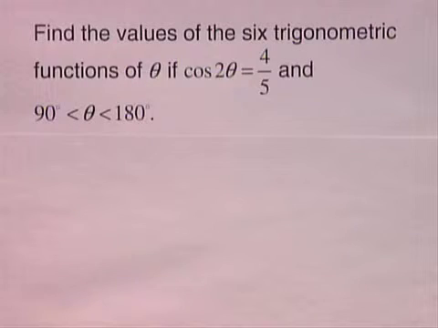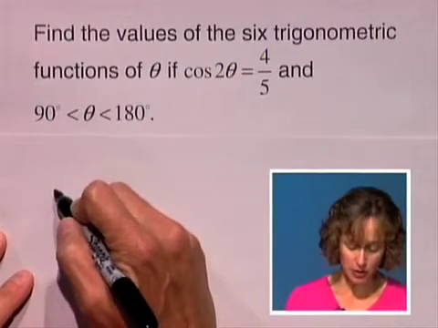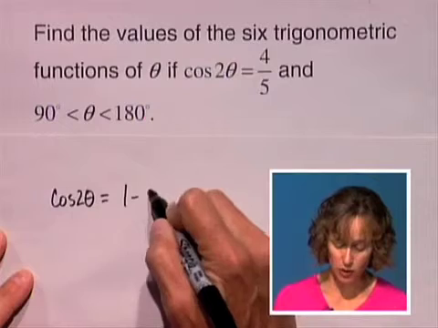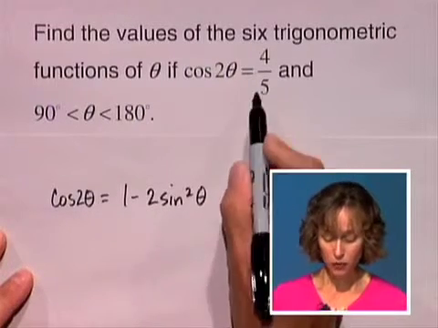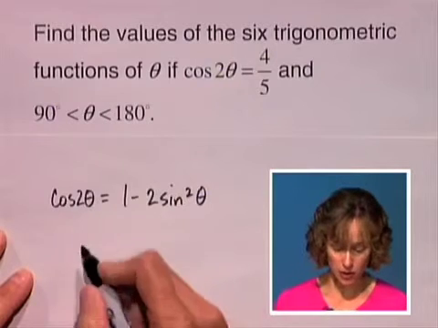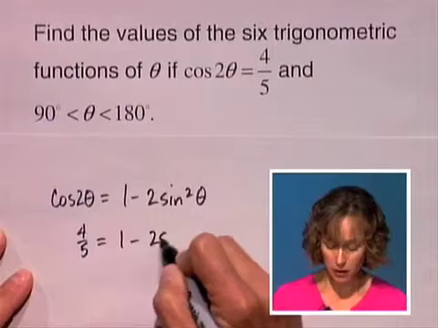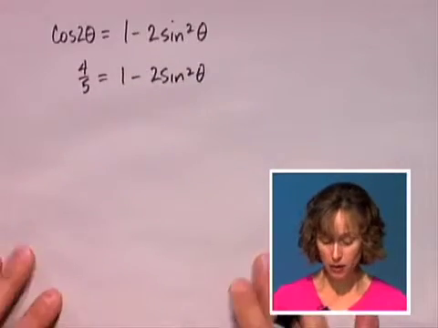Let's work with some trig identities. We want to find the values of the 6 trig functions of theta if cosine 2 theta is 4/5 and theta is between 90 and 180. Well, we know some things about cosine 2 theta. One thing we know is that cosine 2 theta is 1 minus 2 sine squared of theta. If cosine 2 theta is 4/5, I can put that for cosine 2 theta, and I can solve this for sine of theta. Well, let's do that.